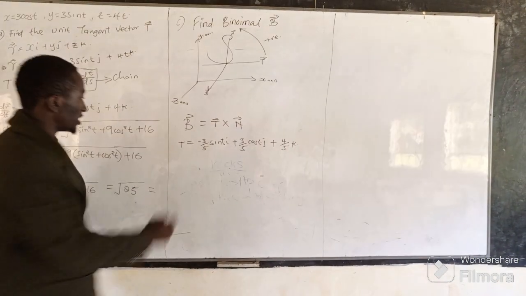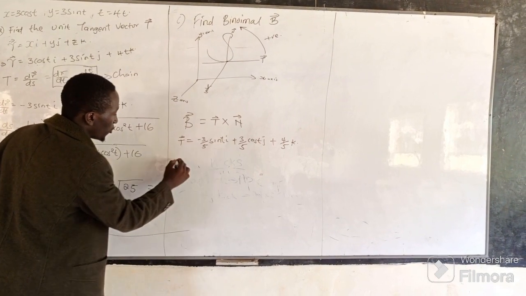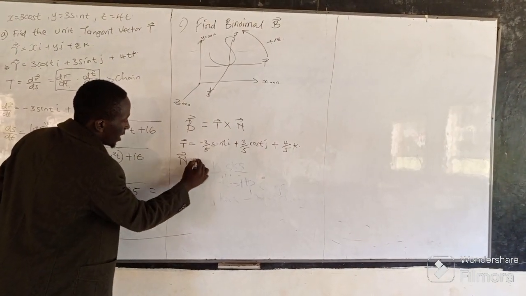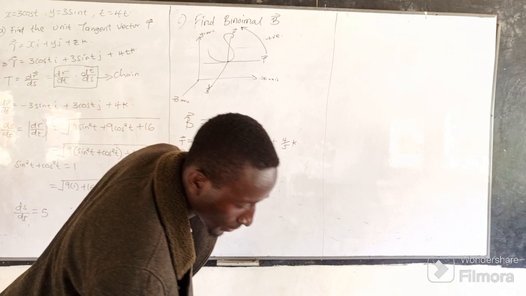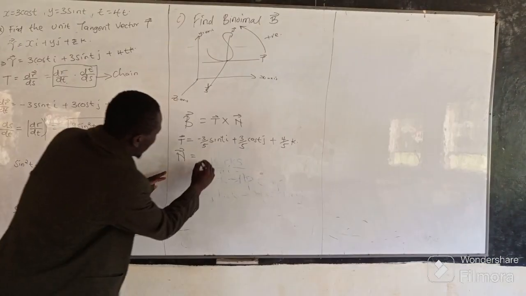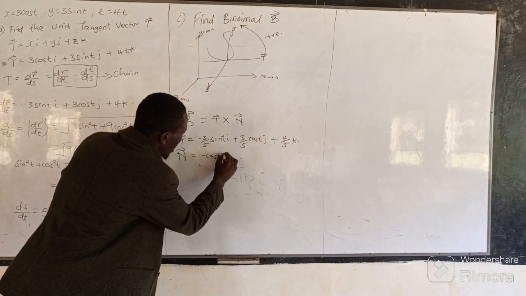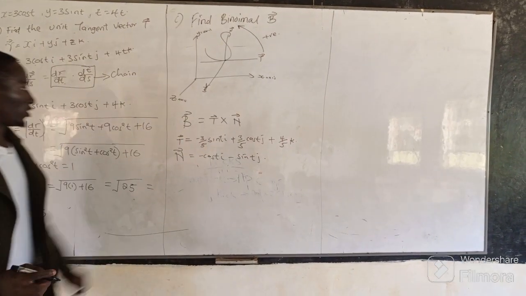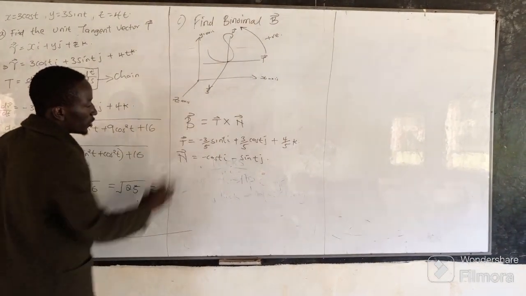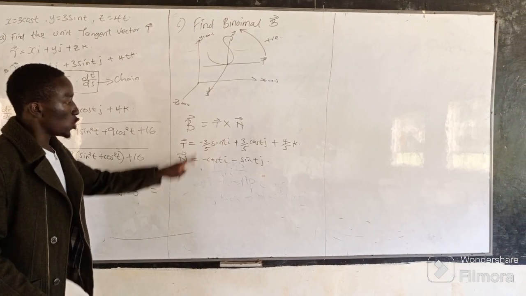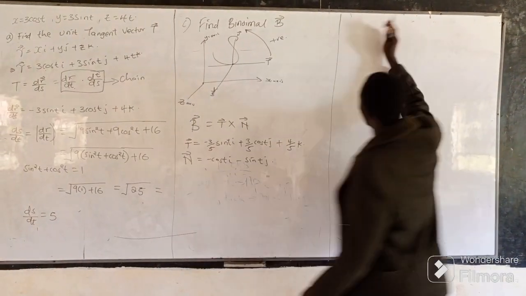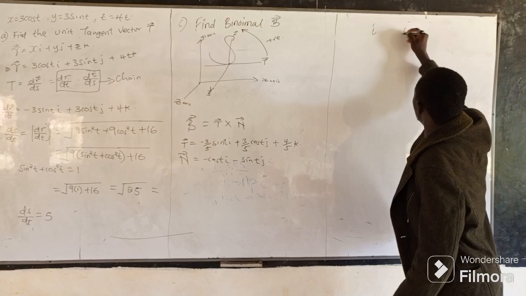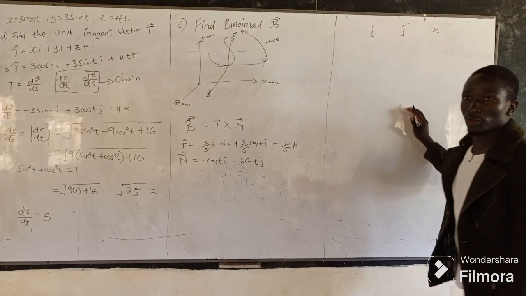This was my tangent T, and my normal N, I had my normal N as negative cos t i minus sin t j. Here's my normal. Now, to get this binormal, I have to cross multiply the two. Cross multiplying the two, I'll use this formula: i, j, k, that's the formula for cross product.